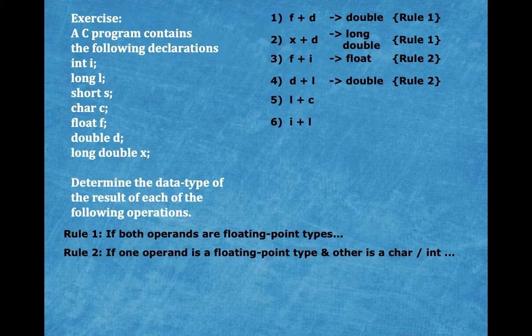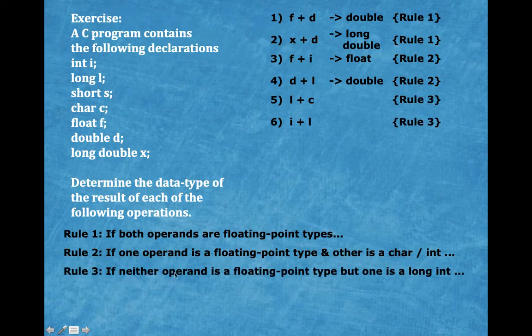Now before we go to rule number three, observe that in expressions number 5 and 6, you do not see any floating point types. So what is rule number 3 telling you? Rule number 3 tells you, if neither operand is a floating point type, but one is a long int, then the data type of the result is long int. It is simple. l plus c will be long int, which we can also write as long. i plus l will be long int.